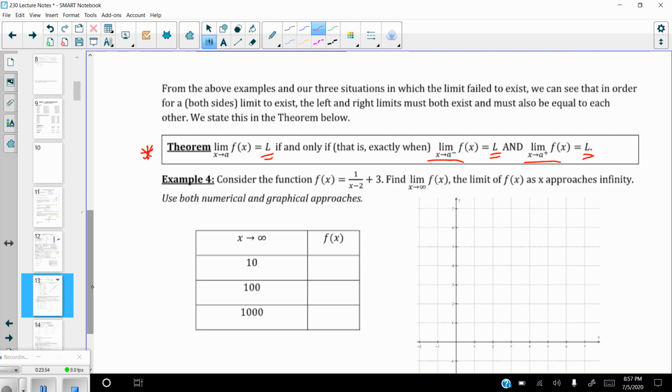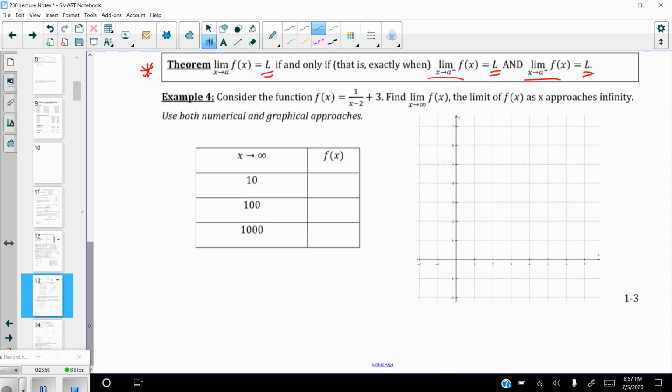All right, last example. Consider the function f of x equals 1 over x minus 2 plus 3. Find the limit as x approaches infinity of f of x. So what that's saying is, as x approaches infinity, what's happening as x gets really big out off to the right-hand side of the graph?